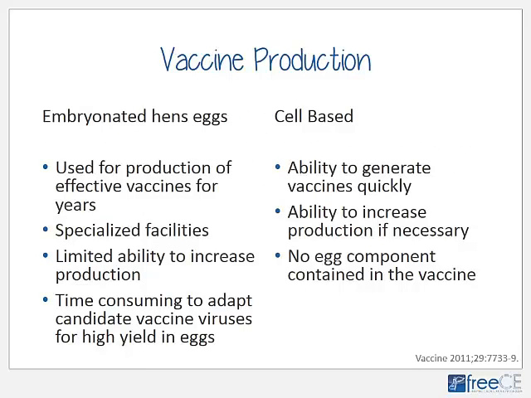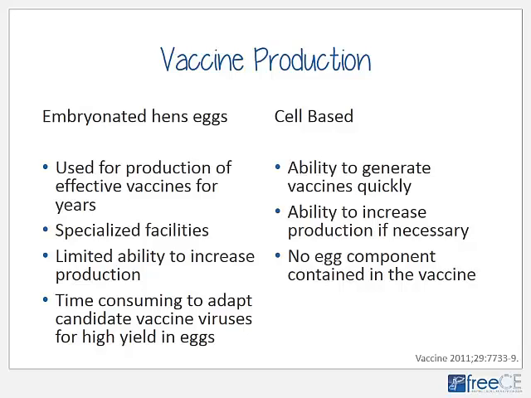So I wanted to just very briefly talk to you about vaccine production and the advantages of cell-based vaccine production over embryonated hen's eggs. Embryonated hen's eggs have been used for the production of effective vaccines for years. Unfortunately, they do require specialized facilities, and there is limited ability to increase vaccine production. It's also very time-consuming to adapt the candidate vaccine virus for high yield in eggs because chickens can also be susceptible to the same influenza viruses that humans are. So the advantage of the cell-based is that there's an ability to generate vaccines quickly, to increase production if necessary, and there's no egg component contained in the vaccine.